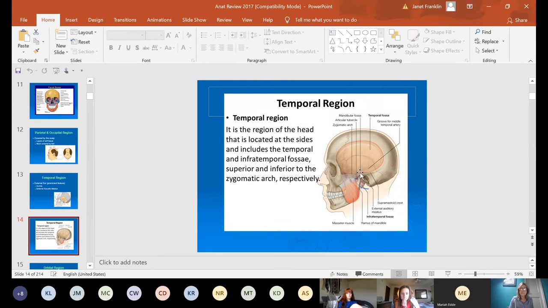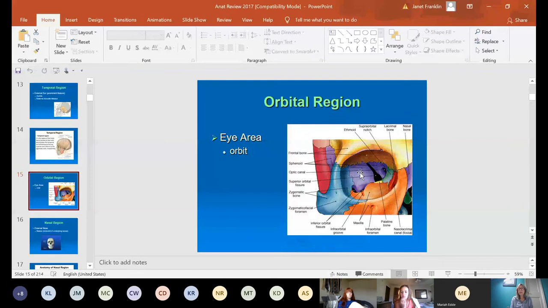The orbital region is the area around your eye. If you see anything that says orbit, it's going to be the eye region. Supra or superior, infra or inferior tells you the direction, but it'll say orbital, so you know it's around the eye. Right here is your supraorbital notch, supra being above the orbit. Here's the orbit. Here's your infraorbital foramen. Infra would be below the orbit.